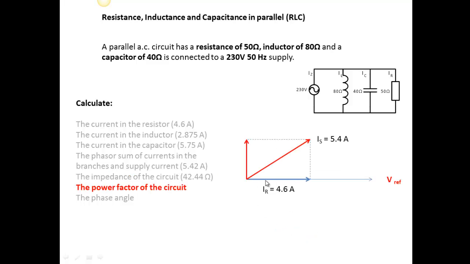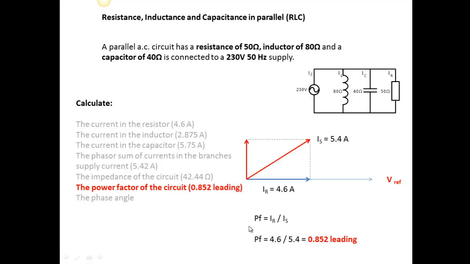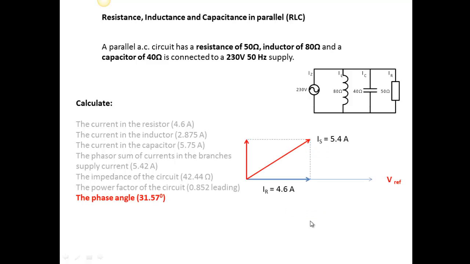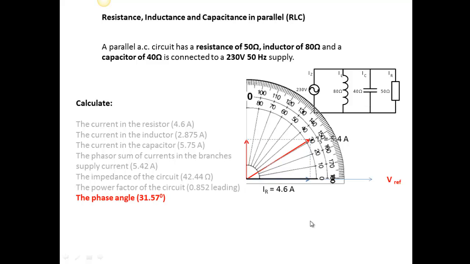Power factor, again it's this angle here that we're interested in, it's the cosine of that angle. So we've got 4.6 and the 5.4. 4.6 divided by 5.4 gives me 0.852, and leading because this phasor is in front of this phasor reference if we think of it going anticlockwise. So 0.852 leading. And the phase angle is going to be the inverse cosine of that ratio of 0.852. Gives me just over 31.5 degrees. And again, we can look at the phasor diagram, put our protractor on there, and it's about 31 degrees.